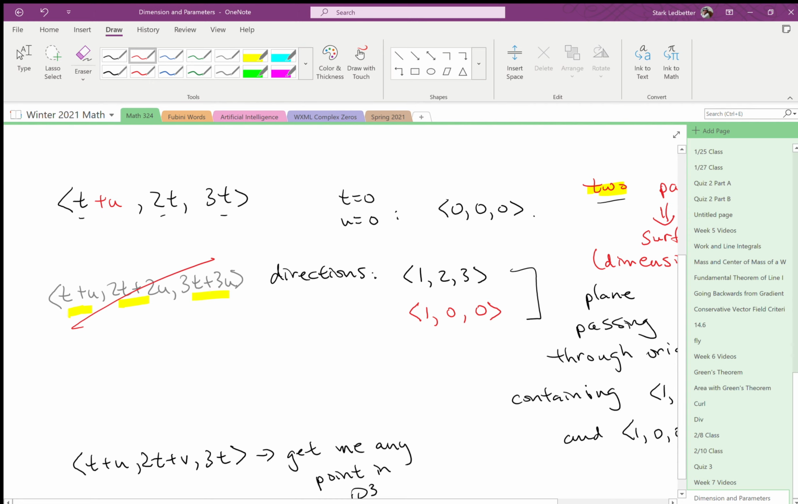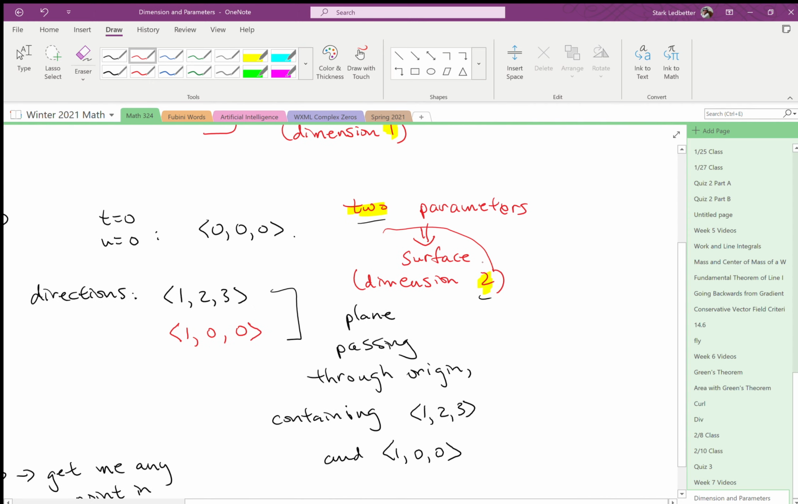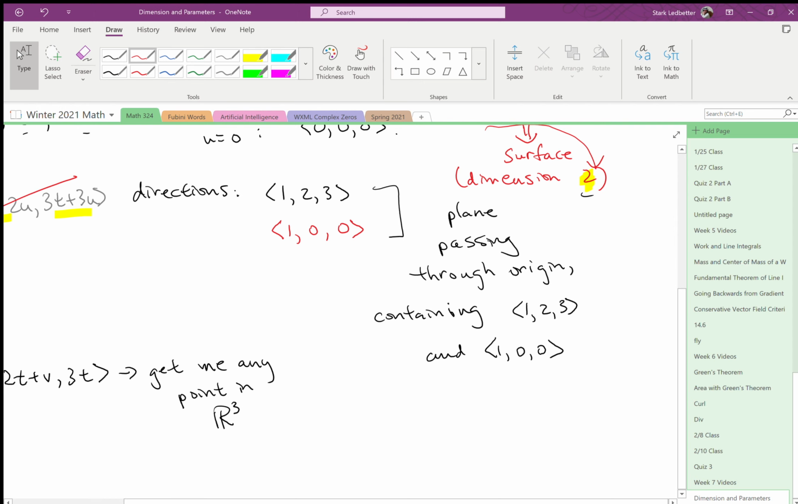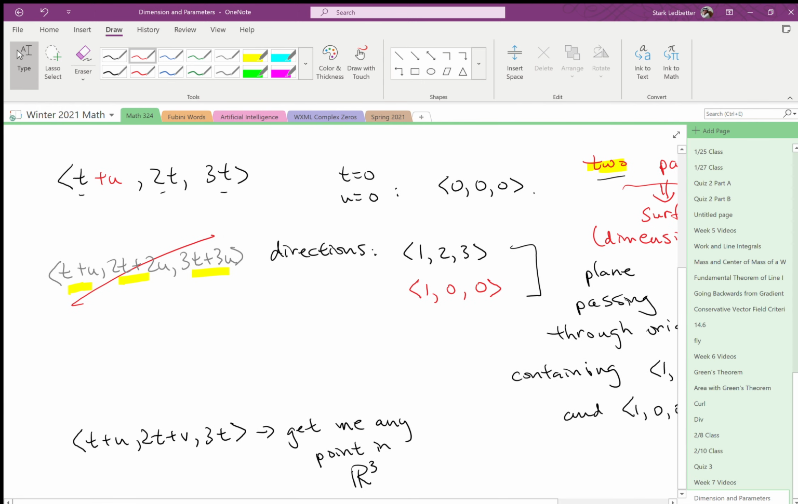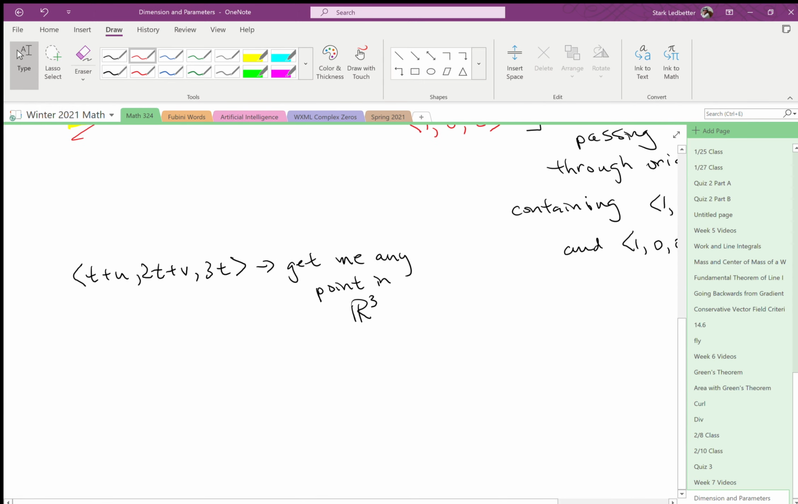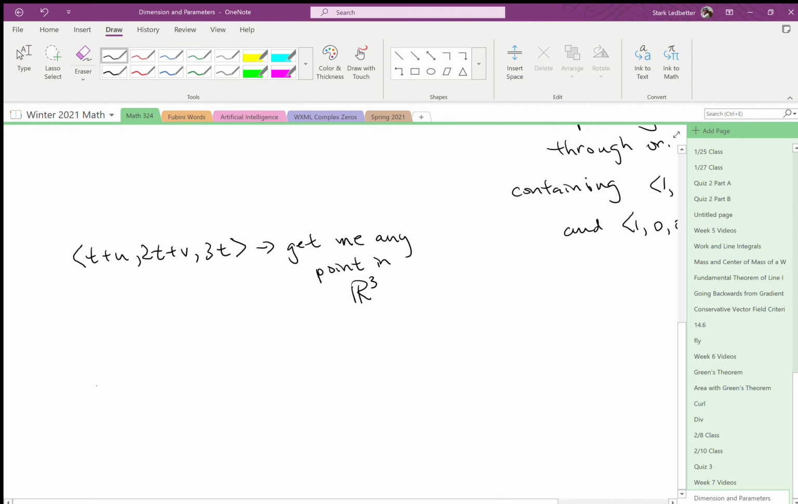Okay, so sometimes it screws up and the parameter doesn't give us the number of dimensions. But if we don't try to make a special thing, usually this will happen. So usually if I have 3 parameters, I can get any point in R3. And here's a really, really simple example of that.